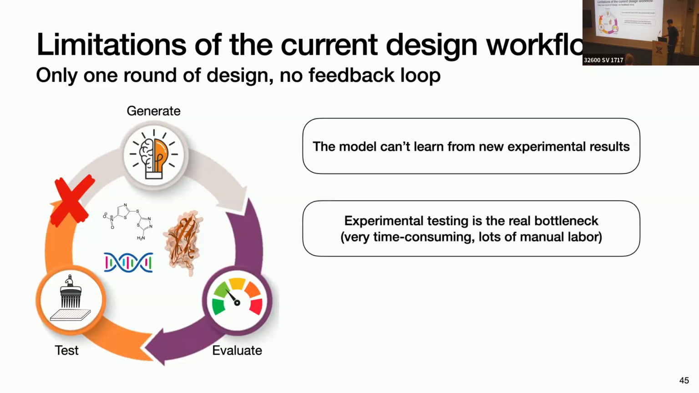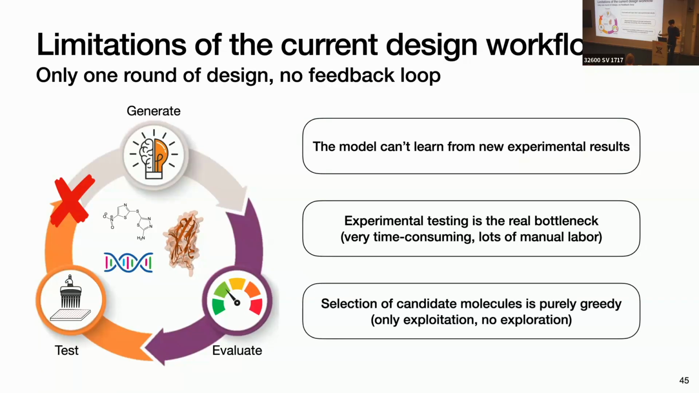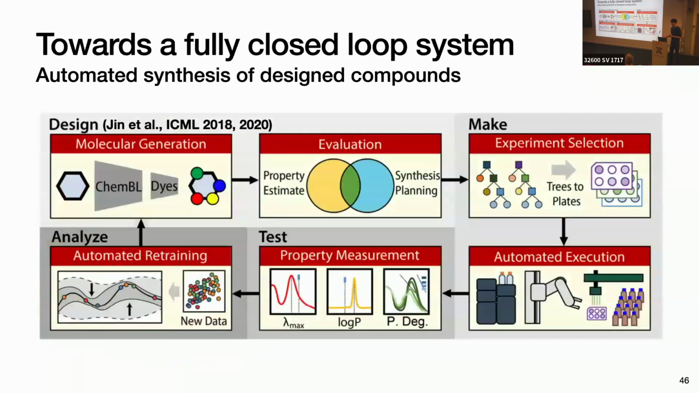And of course, that's because experimental testing is actually the bottleneck, right? It's expensive to order small molecules or synthesize these proteins. That's why we try to finish everything in one round. So if we can build something more autonomous that reduces the manual labor of experimental testing, then we can build a fully closed loop system, right? And I also mentioned that the selection of the candidate molecule is purely greedy, with no exploration whatsoever.